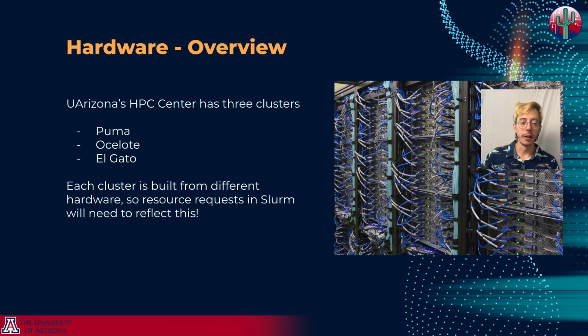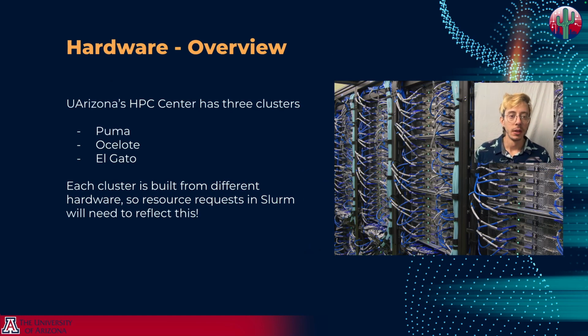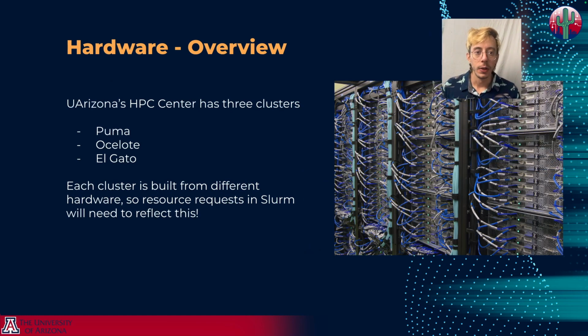So now it's time to talk about what actually that hardware is. So the UA HPC system has 3 clusters, as I've been mentioning. The main largest cluster is called Puma. The next largest cluster is Ocelote, and the smallest cluster that we have is Elgato. And each cluster is built from different hardware, so resource requests in Slurm will need to reflect the different hardware of the particular cluster that you've chosen to submit to.